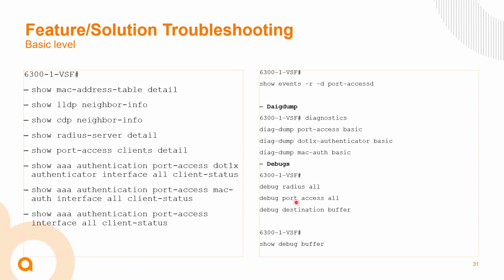Remember this debug command, where a small mistake is easy to make: when you are entering the debug, there is no space in port-access. Enter port-access, no space, then all. There is a destination buffer, or you can also see it from the console.